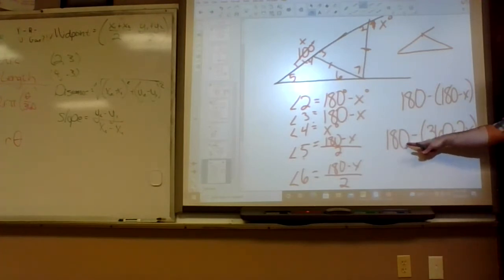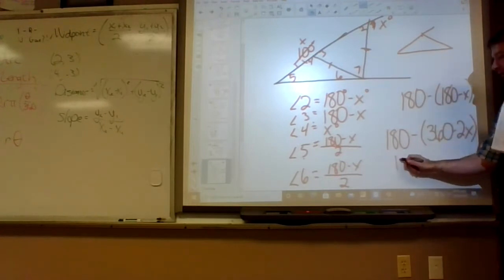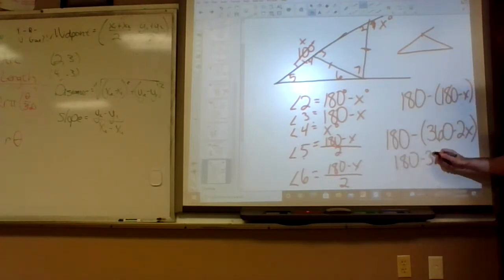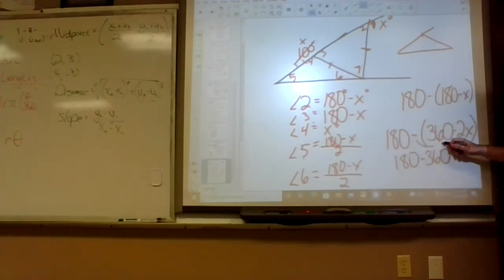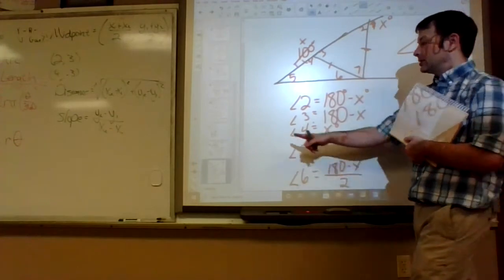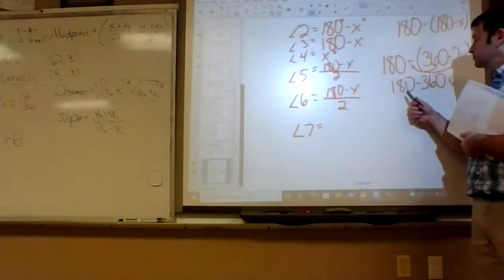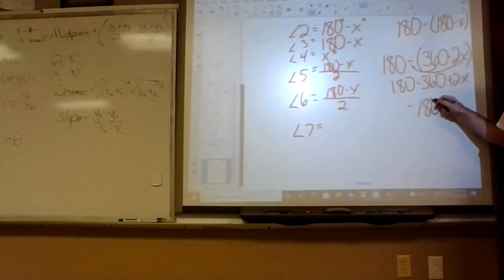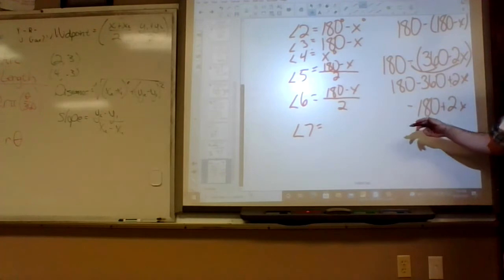How does this simplify? What's 180 minus? If you are subtracting something in parentheses like this, you need to distribute the minus, right? You have to subtract 360 and you have to subtract minus 2x, which means you have to add 2x. What's 180 minus 360? Negative 180. Negative 180 plus 2x. That would be simplified. Or we could write it backwards, 2x minus 180.